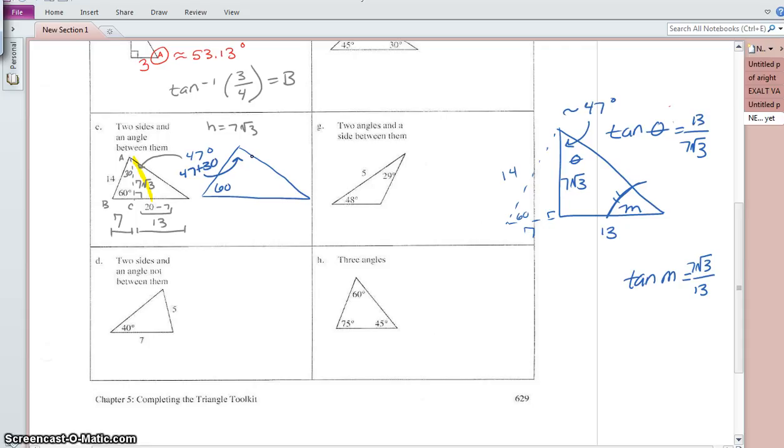So the triangle sum theorem tells me that 180 minus 60 minus 77 leaves me with 43. So is this approximately equal to 43? Let's try it. The inverse tangent of 7 square root of 3 divided by 13 is indeed approximately 43 degrees.